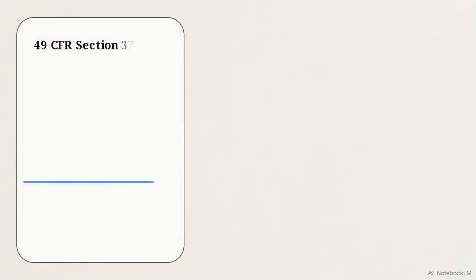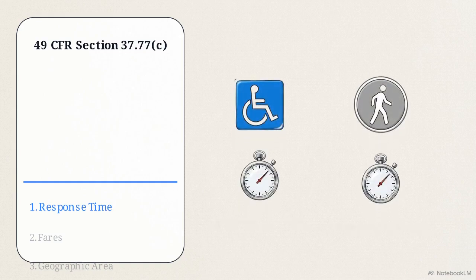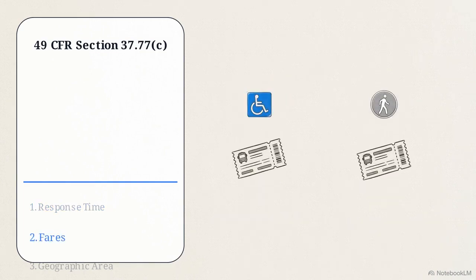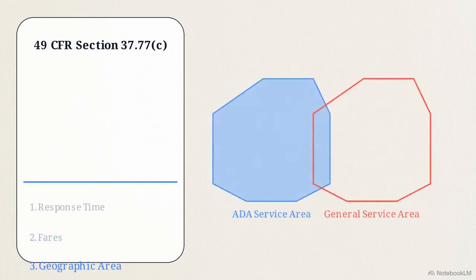That data comparison must cover 7 specific factors outlined in federal regulations. Factor 1 is response time. You compare your average reservation to pickup times, ensuring ADA riders secure a trip just as quickly as a general public rider. Factor 2 is fares. You compare your fare schedules dollar for dollar. A comparable trip must cost the exact same amount for both riders.